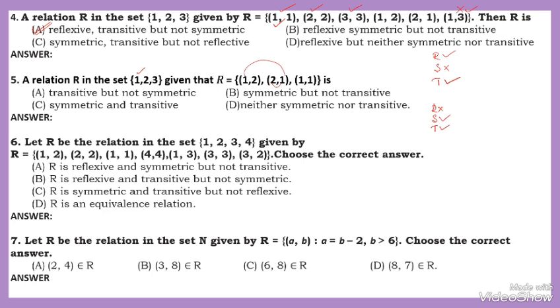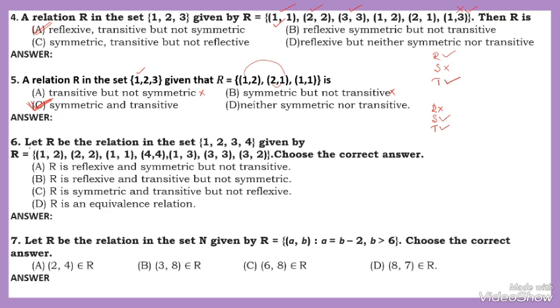So, I will check the relation here. Transitive but not symmetric: this is not. Symmetric property also holds. Symmetric but not transitive: no. Symmetric and transitive also, but that option is wrong. Symmetric and transitive: option C is correct.